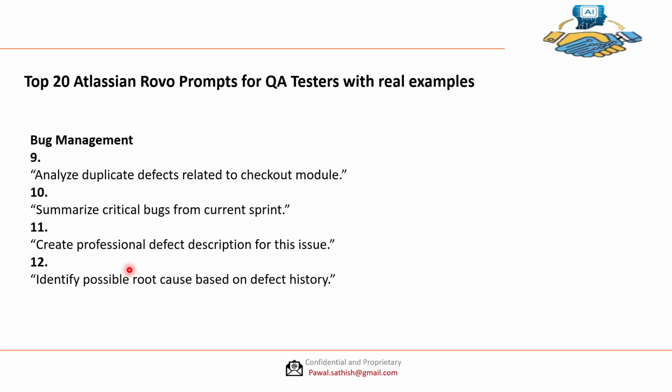If we are facing some problem with a defect description, we'll just mention to Rovo: create professional defect description for this issue. It will create it, and then you can update the ticket. If we need to identify the root cause of any ticket or defect history, we'll give the prompt: identify possible root cause based on the defect history. It will give the solution.